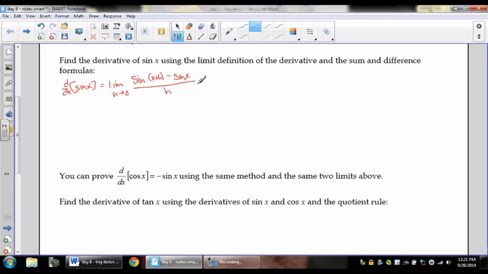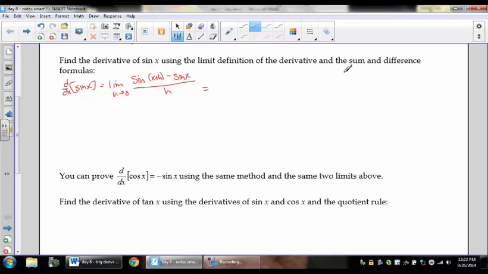Normally when you did this, like in pre-calc honors, the h's canceled out, you plugged in 0 for h, you factored, you canceled, but how am I going to factor and cancel this? Well, I'm not. I'm going to use the sum and difference formula for sine.